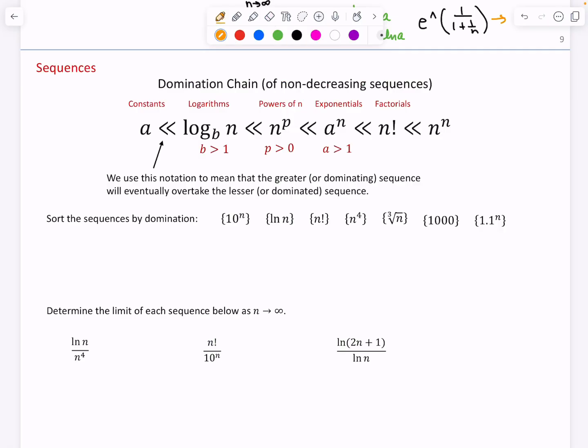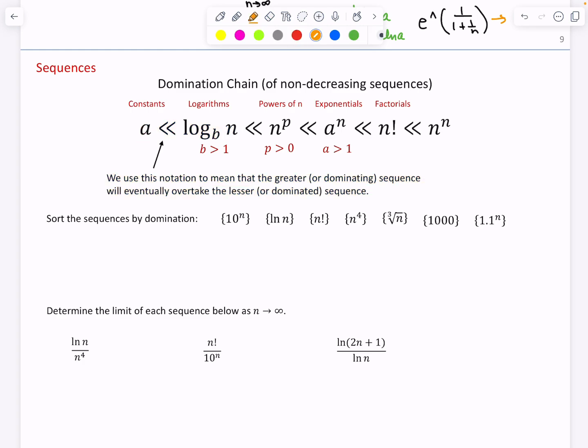So in our notes, we introduce a symbol. It's a double alligator mouth, if you will. And we use this notation to mean that the greater or the dominating sequence, which is logarithms in this case, will eventually overtake the lesser or dominated sequence, which is constants.